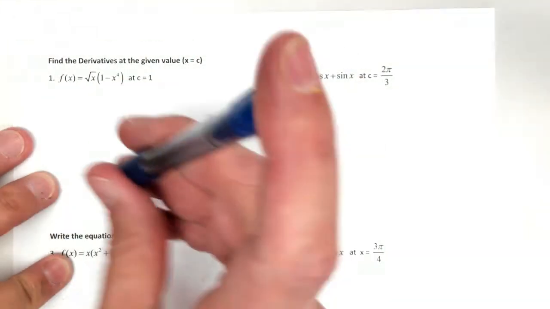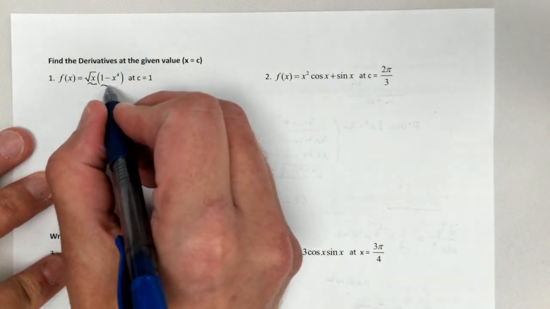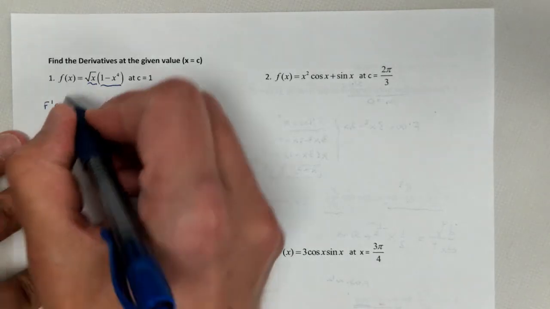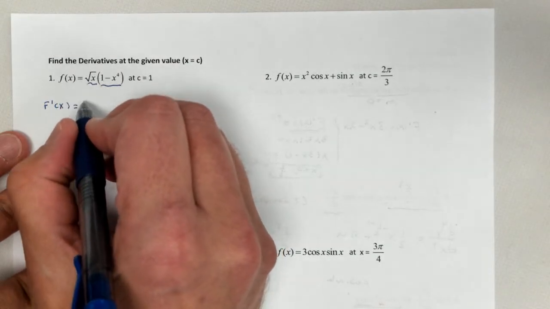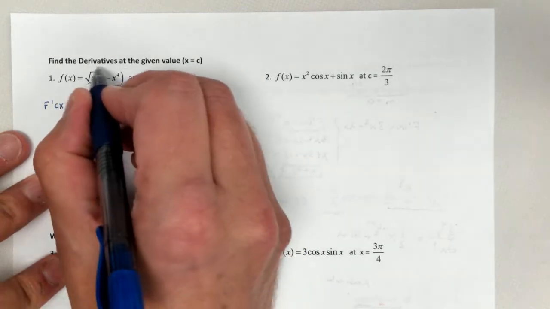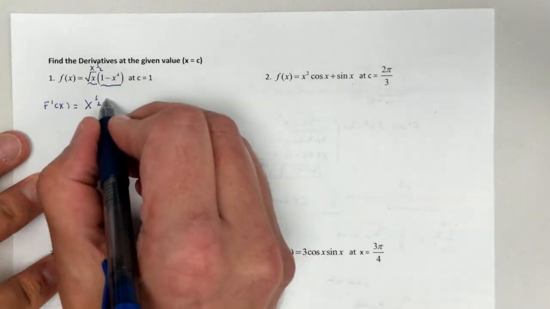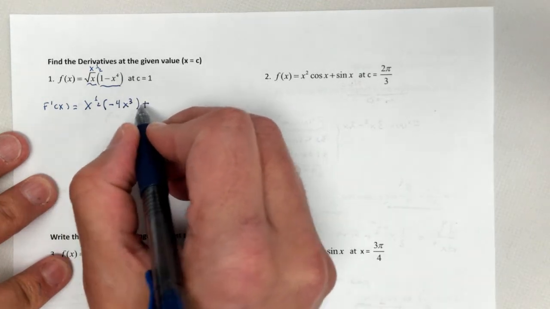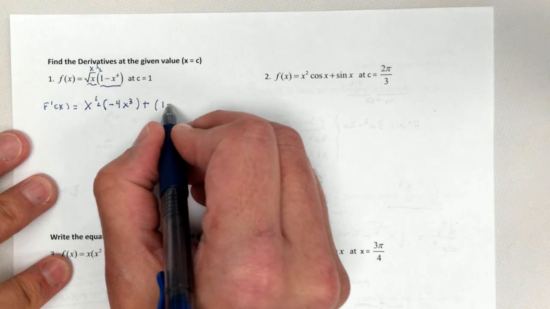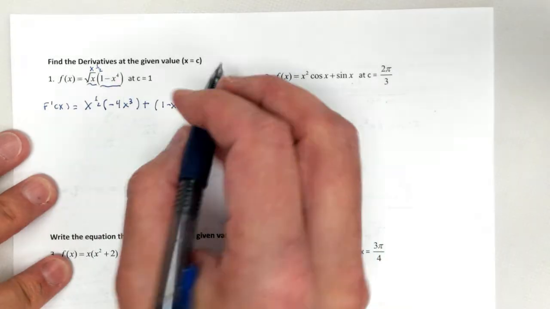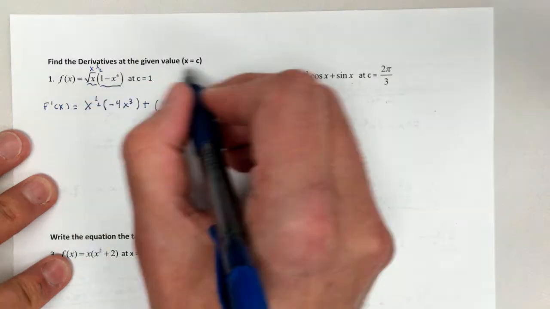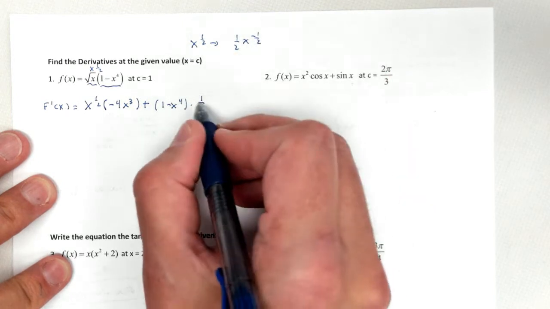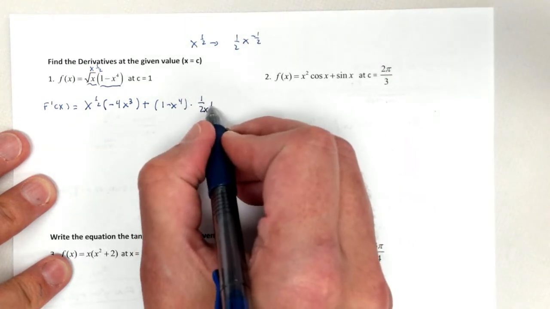So let's see here. I got this function x to the 1/2 and this 1 minus x to the 4th. When we take the derivative, f prime of x, remember, I'm going to take the first function, which I'm going to make as x to the 1/2, times the derivative of the second, negative 4x cubed, plus, and now over here we're going to take the second function, 1 minus x to the 4th, times the derivative of the first. Remember, x to the 1/2 becomes 1/2 x to the negative 1/2, right? That becomes 1 over 2, and I can put that x to the 1/2 on bottom.